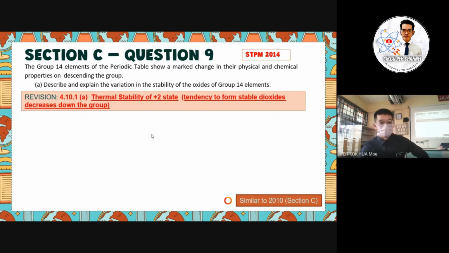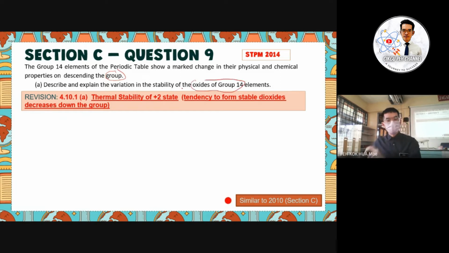on descending the group. So here we also discuss the trend, because the question asks you regarding the group. We do not compare each element, but we discuss the trend. That means we need to have a general discussion about the changes of physical and chemical properties when going down the group. Here, discuss the variation of stability of the oxides of group 14.